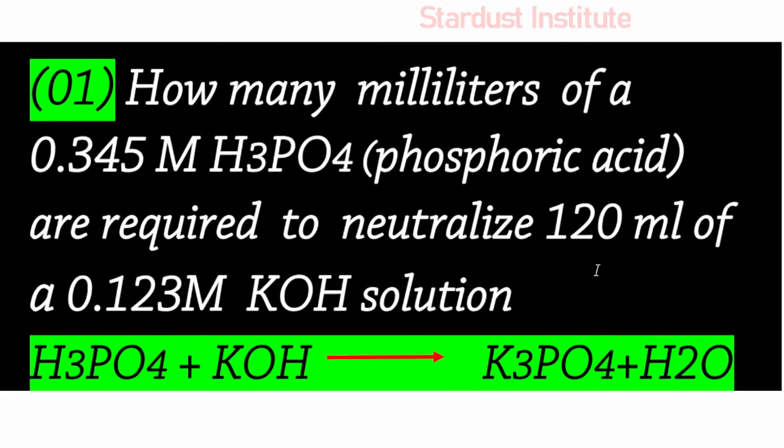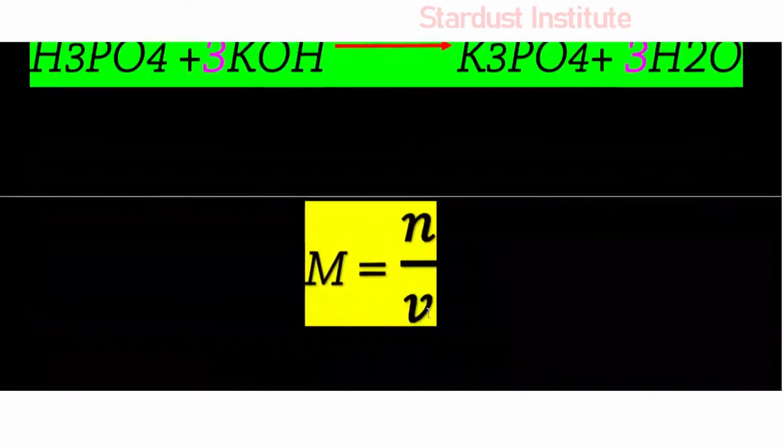We know the volume of this potassium hydroxide solution, 120 milliliters. We know the molarity of this potassium hydroxide solution, 0.123. Now we can find the number of moles in this KOH solution. There are 3-4 ways to find the number of moles, but here we are going to use the formula of molarity.